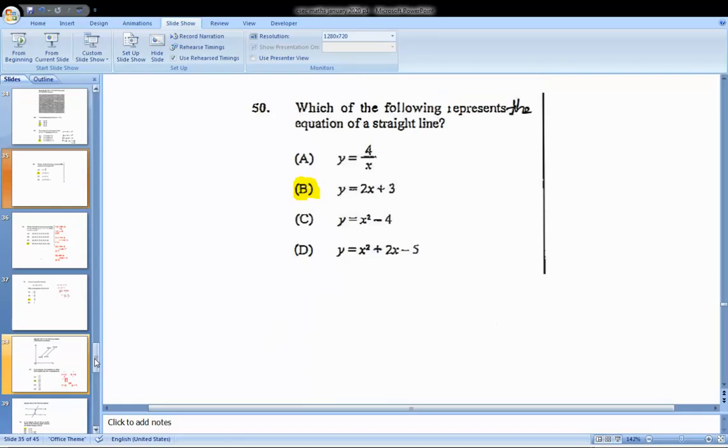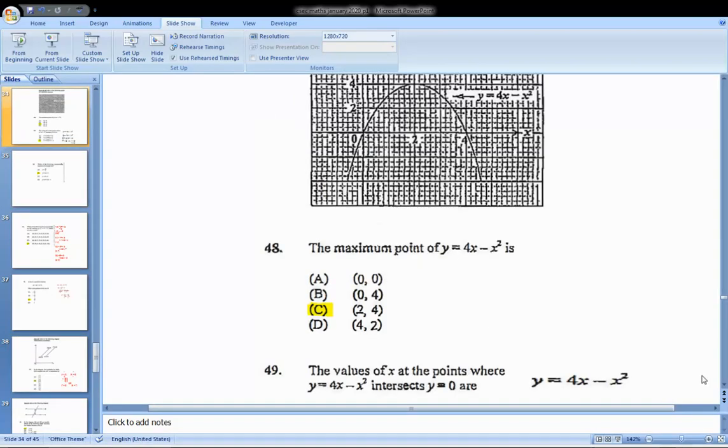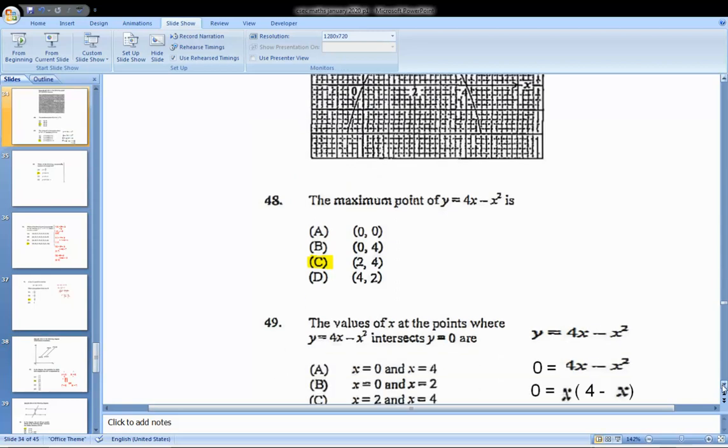Let's move on to number 49. It says the values of x at the points where y equals 4x minus x squared intersects y equals 0 are, so y equals 4x minus x squared. So they say y equals 0. So what we simply do is substitute anywhere we see y, we put in the value of 0. So 0 equals 4x minus x squared.